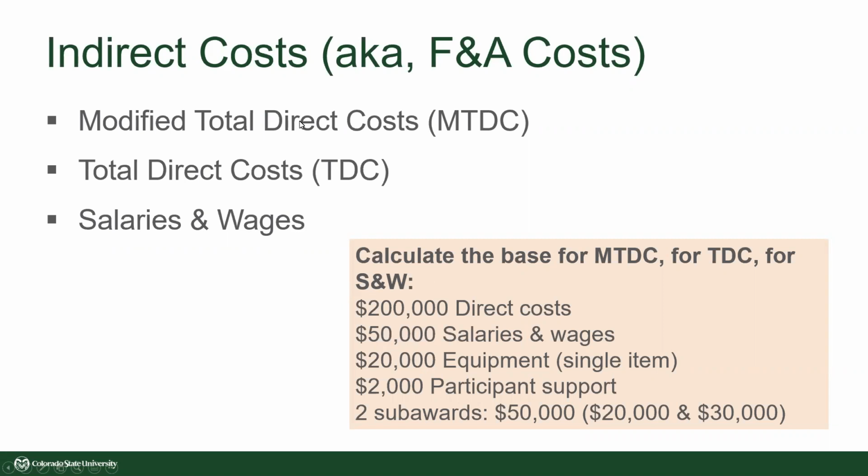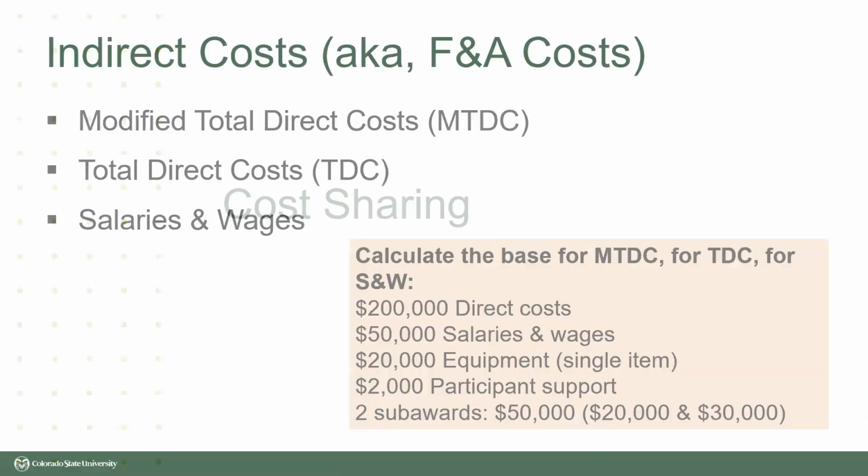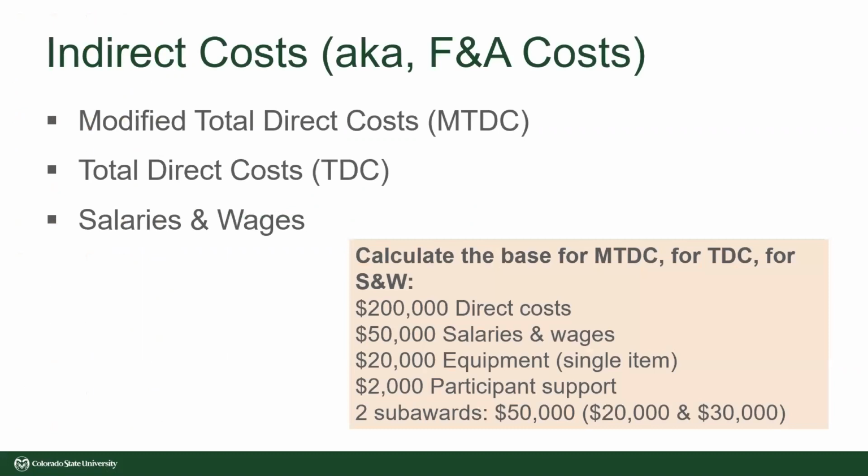Okay. Now, what if it was modified total direct cost? If it was modified total direct cost, what would the base be that we would apply our percentage to? So let's go with 52%. If we were applying 52%, what amount would we be applying?